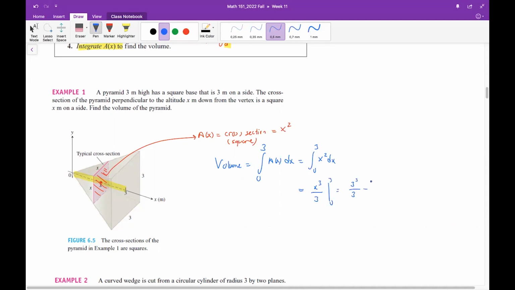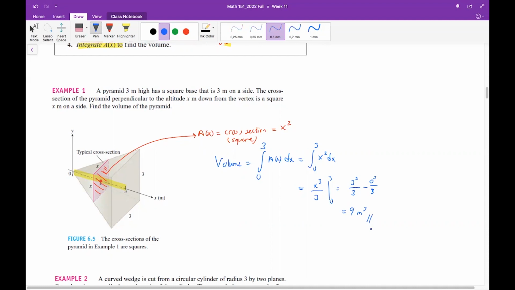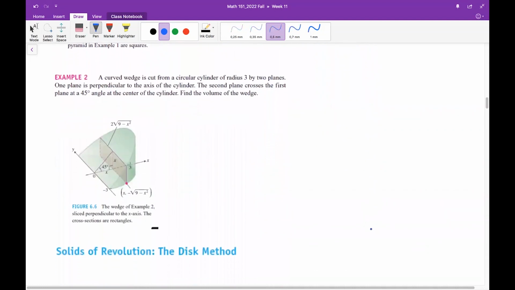3 cubed over 3 minus 0 cubed over 3, right? So the result is 9 meter cubed. So this is the volume of this pyramid. Okay, let's look at the next example.